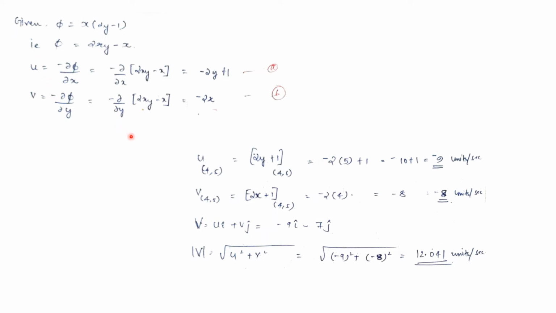In x direction, u would be minus dou phi by dou x, and v would be minus dou phi by dou y. So minus dou by dou x of 2xy minus x. The differential of the first term, x raised to 1, would cancel out. So it would be minus 2y plus 1. How? Because you are taking the minus inside. Similarly, the velocity v would be minus dou phi by dou y, that is minus of dou by dou y of 2xy minus x. We are differentiating this term with respect to y. Then we cancel minus x and get 0. The final term is minus 2x.